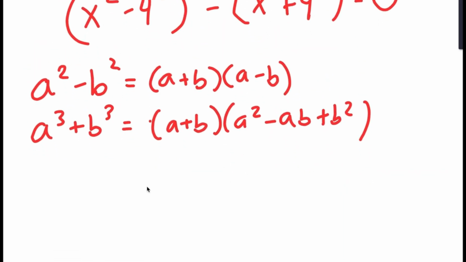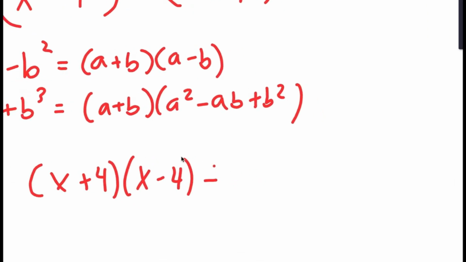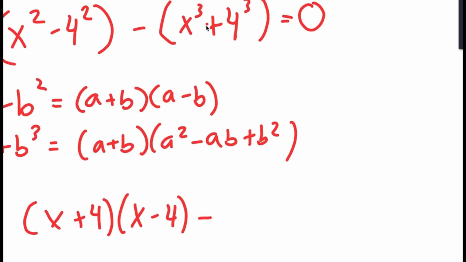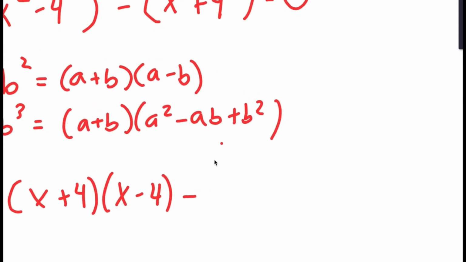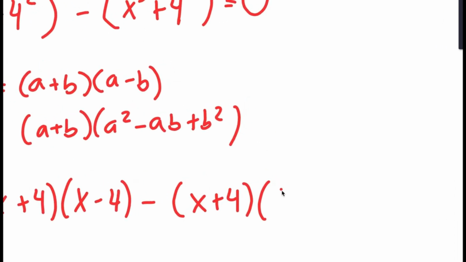So for x squared minus 4 squared, it's going to turn into x plus 4 times x minus 4. I have this minus a to the power of 3 plus b to the power of 3, or in this case, x to the power of 3 plus 4 to the power of 3, which is going to turn into x plus 4 times x squared minus 4x plus 16.